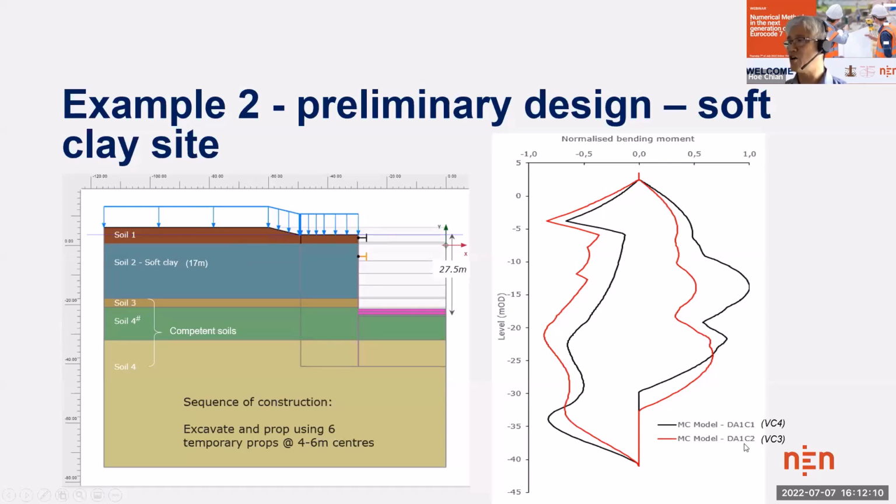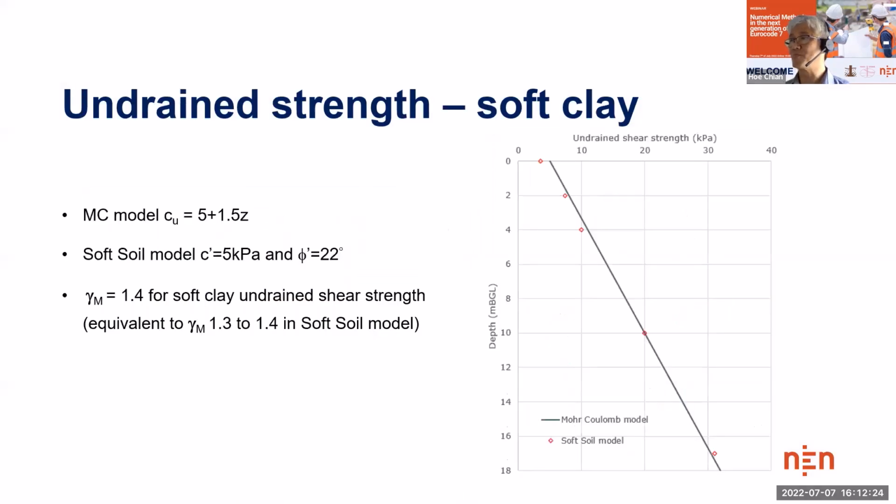As we apply partial factor on material, the behavior starts to switch, and the negative moment is growing and growing, and that is for the Mohr-Coulomb model. The way I have verified it using the soft soil model is, first of all, to derive a set of strength parameters that match as close as possible to the Mohr-Coulomb model. Undrained shear strength is 5 plus 1.5 Z, which is very soft soil material. And a 1.4 factor is applied on the undrained shear strength in the Mohr-Coulomb model. But when you apply the partial factor on the effective strength parameters of 5 kPa and 22 degrees, again, you are not getting an equivalent of 1.4. The equivalent partial factor is between 1.3 and 1.4.